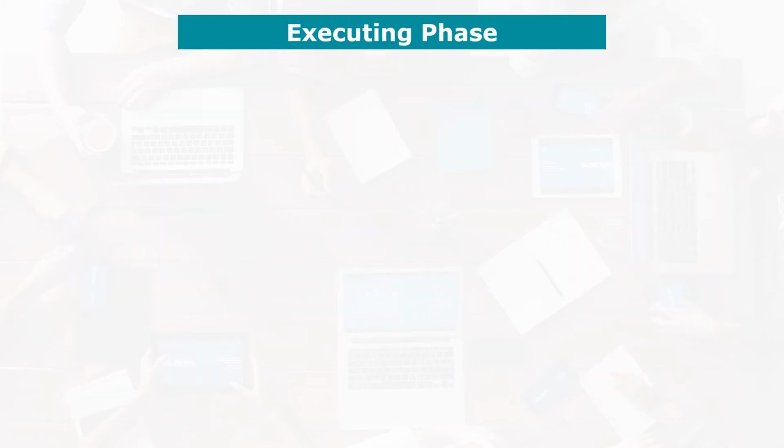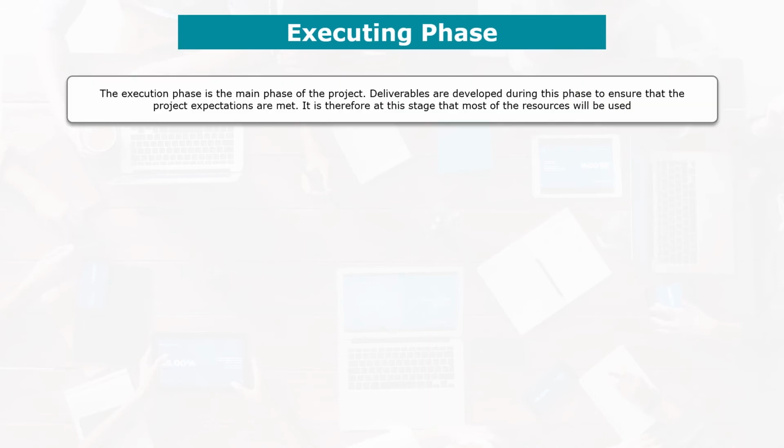Let's talk about the execution phase of a project. The execution phase is the main phase of the project. During this phase, the deliverables are developed to ensure that the expectations of the project are met.